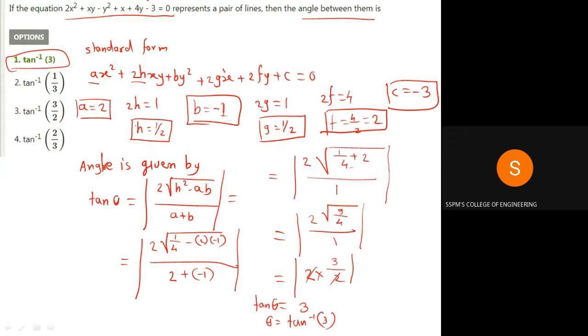Okay. What we have done in this example? We first compared the given equation with the standard form. What was the standard form? ax square plus 2hxy plus by square plus 2gx plus 2fy plus c is equal to 0. We only needed the values of a, h and b. So we found out the values of a, h and b. Now how is the angle given? Angle is given by tan theta is equal to 2 into root of h square minus ab, divided by a plus b. And you have to substitute all the values you found out and then calculate the value of tan theta. So that's what we have done here. So theta is equal to tan inverse.